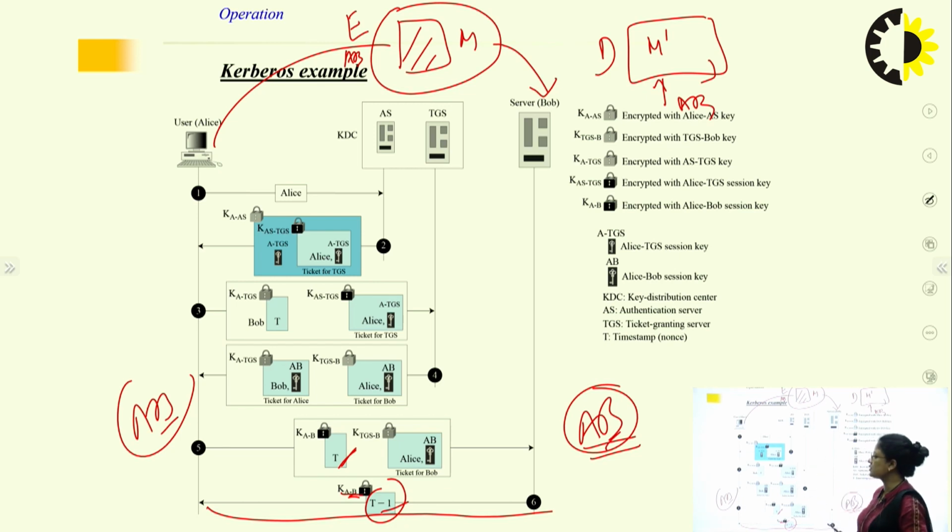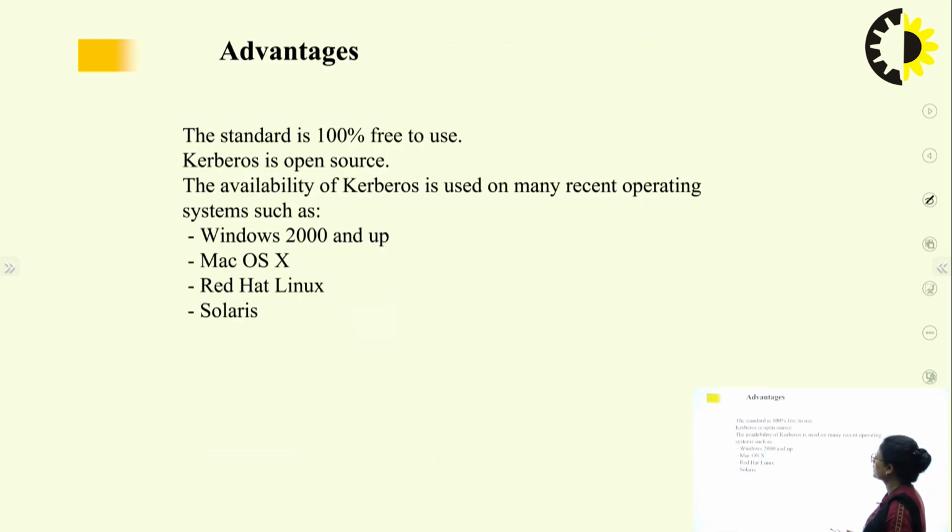So KERBEROS deals with how to establish the shared session key AB, and this is a detailed explanation of all the steps involved in KERBEROS. Let us summarize more on this: what are the advantages of this approach? It is 100% free, it is open source, and it is used by many recent operating systems like Windows, Mac OS, Red Hat, Solaris, and so on.